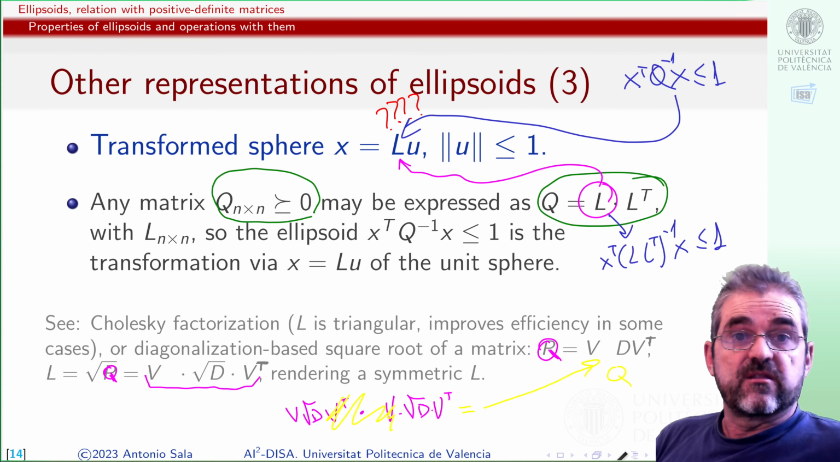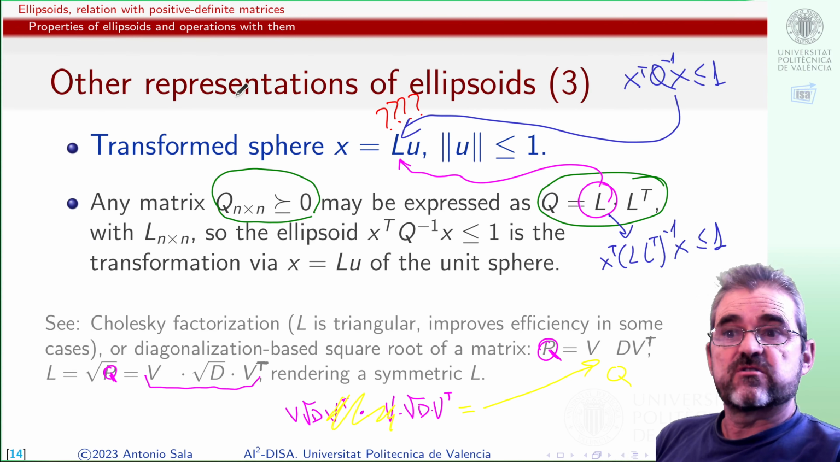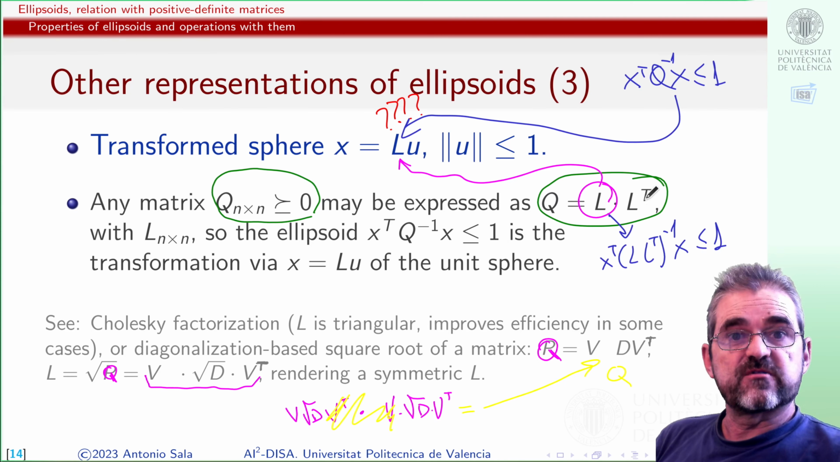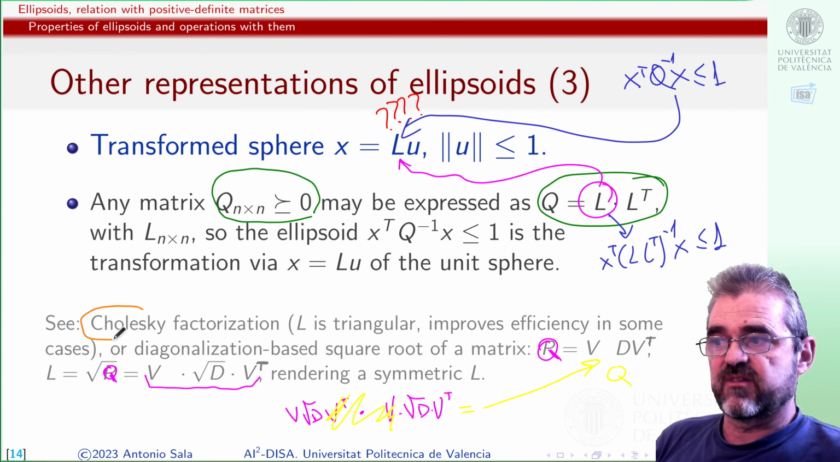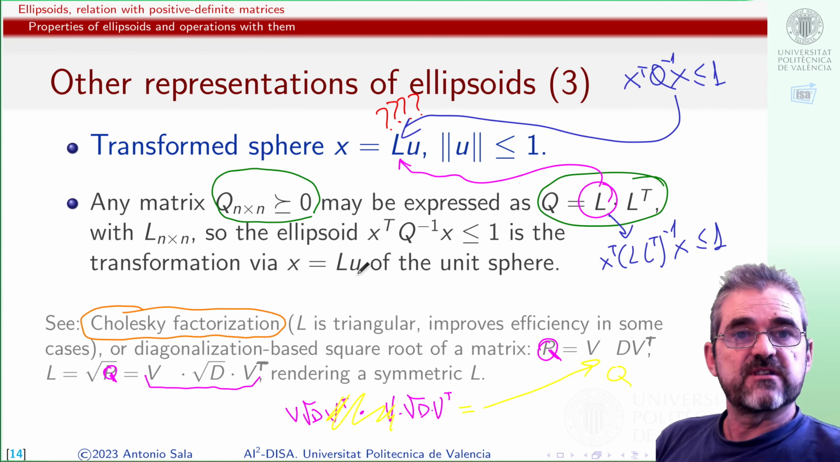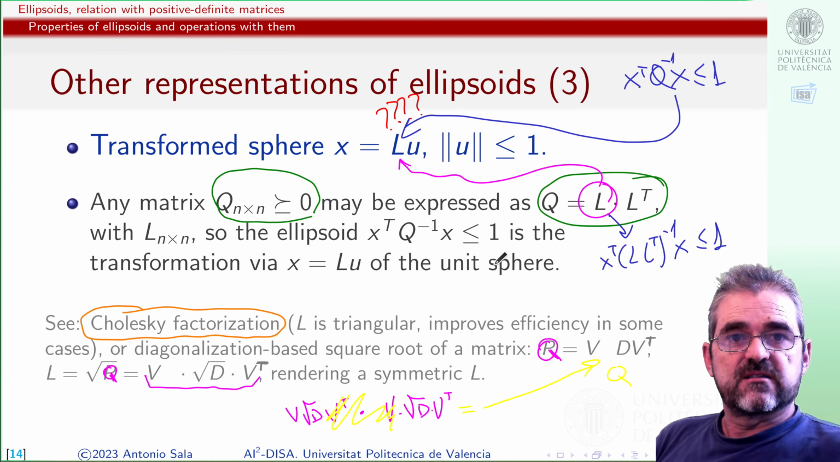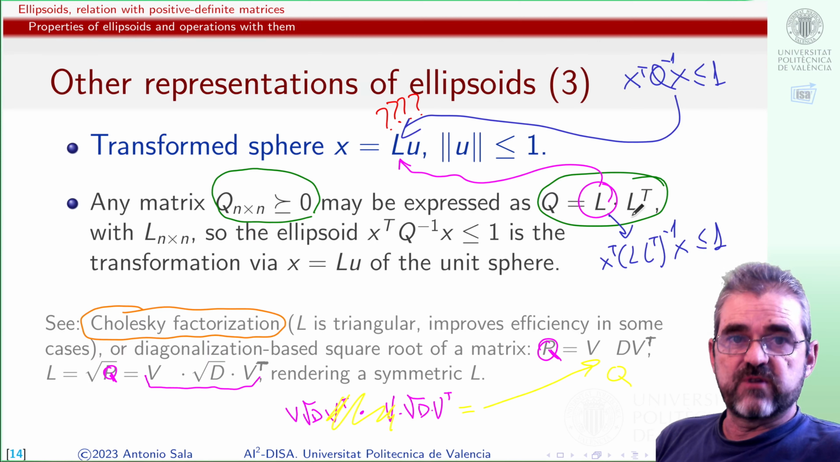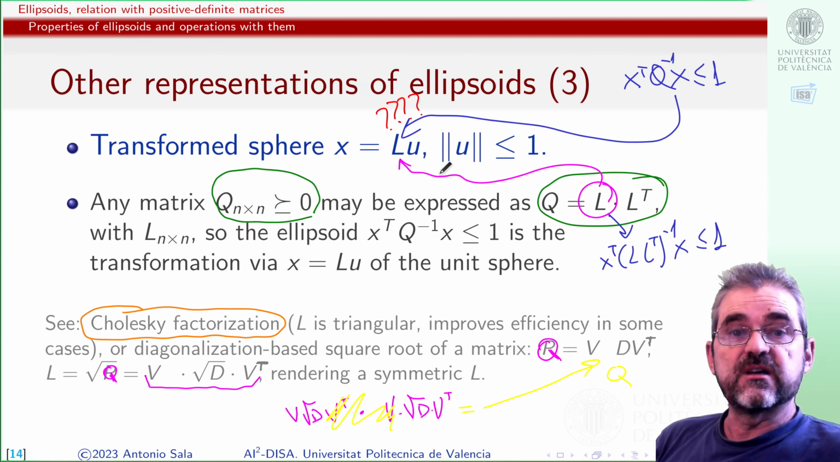And well, the thing is that there are other ways of finding this L L transposed factorization. For instance, there is something called Cholesky factorization, in which L is triangular and it's computationally more efficient in some contexts, whatever, but okay, we don't care. Maybe we do care that it's non-unique.